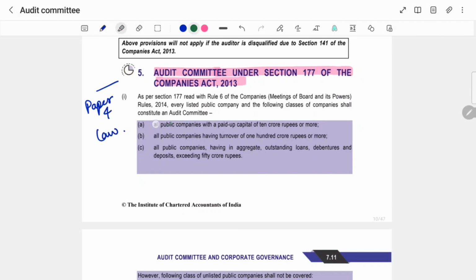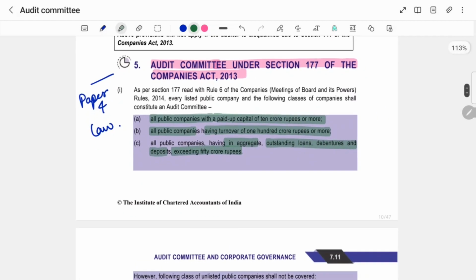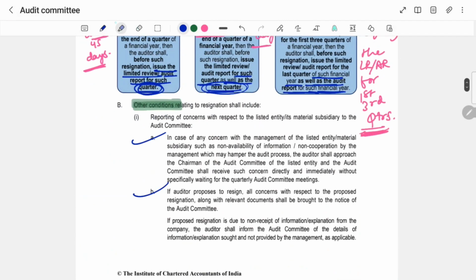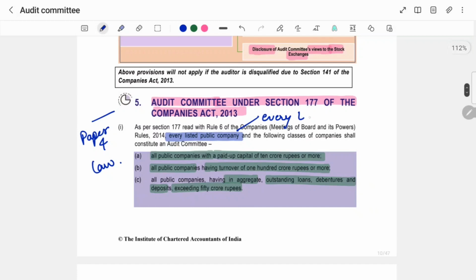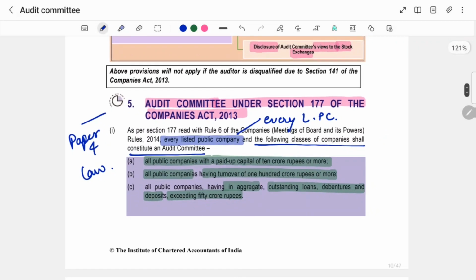See what is given. All public companies with a paid up capital of 10 crore rupees or more, turnover, outstanding loans, debentures and deposits. So these three limits are there. What is the limit? Every listed public company, every listed public company and the following classes. So in case of listed public company, everyone, it applies to everyone. But in case of other companies, the following classes of companies will be required to constitute an audit committee.